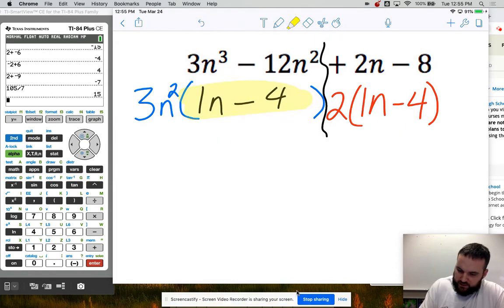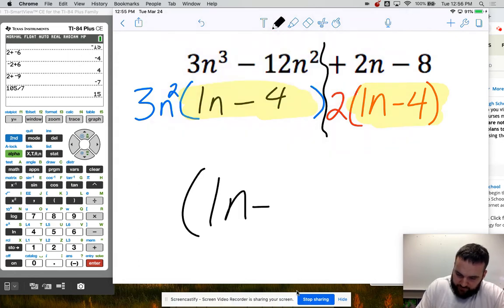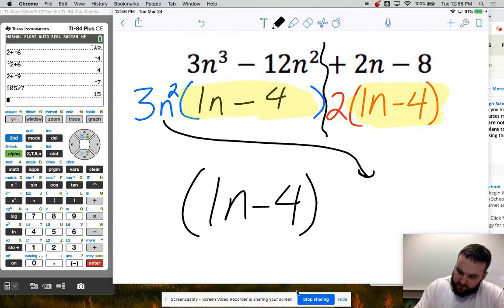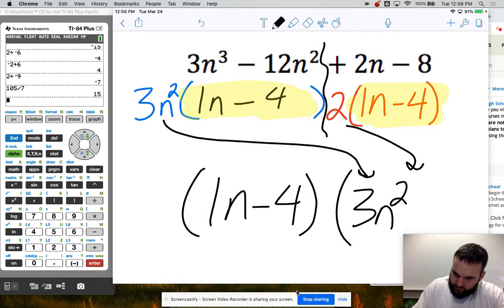Convenient. The 1n minus 4 and the 1n minus 4 match, which is awesome. That's what we want to see. So that's one of my factors of my final answer. And then my GCFs are going to come together to form the other binomial. So 3n squared, and that's a positive 2.